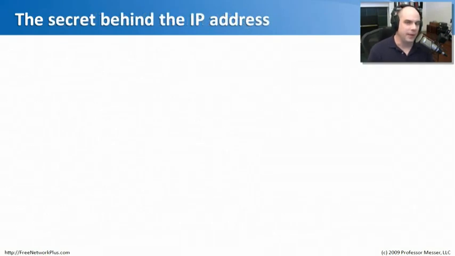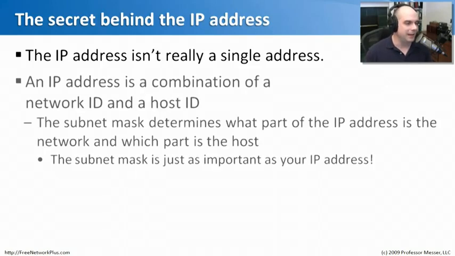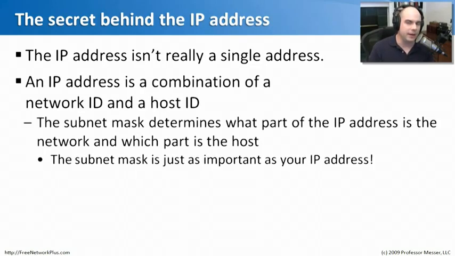A little secret about IP addresses is they are not just a single address. There's a lot more to this IP address than meets the eye. This IP address is actually a combination of a network ID and a host ID. And it's all combined together into these decimal numbers that we are accustomed to seeing. But the subnet mask that we've been talking about is really what determines what part of that IP address is the network address and what part of that IP address is the host address that we happen to be running.